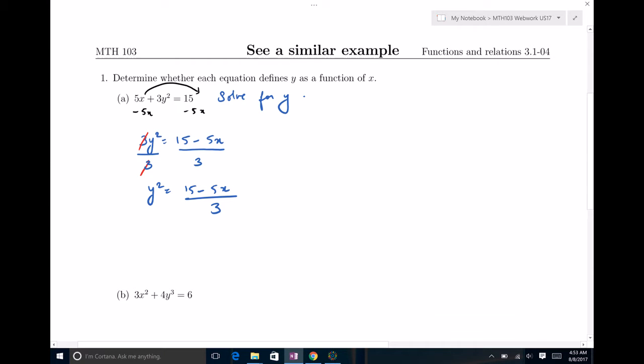Now this could mean two things. When I take the square root here, I could get either the positive or the negative square root, which means that y is equal to either the positive or negative square root of (15 minus 5x) over 3. Now this is a problem because this means that for every value of x that you plug in, you get two different values of y. And so this cannot be a function. So in this case, we say that this is not a function.